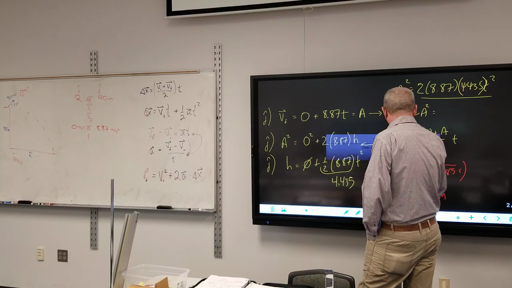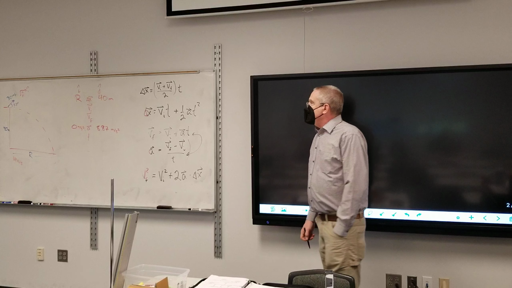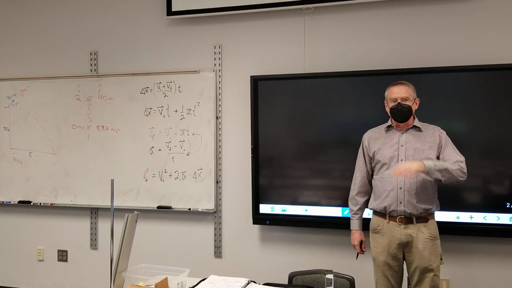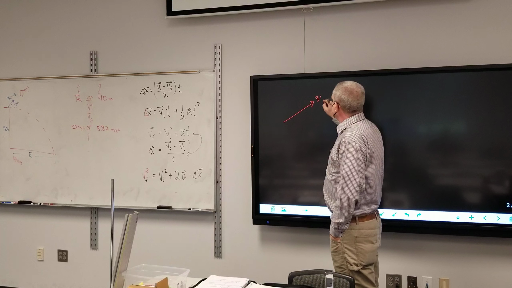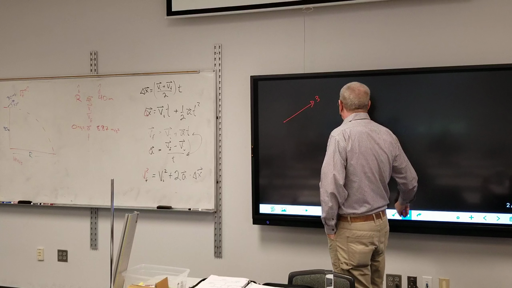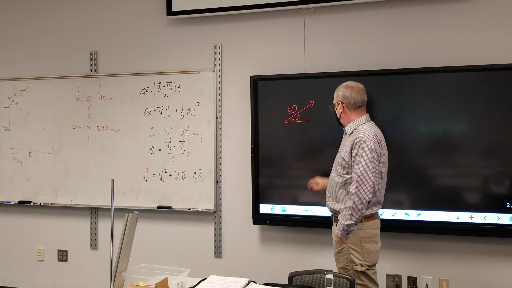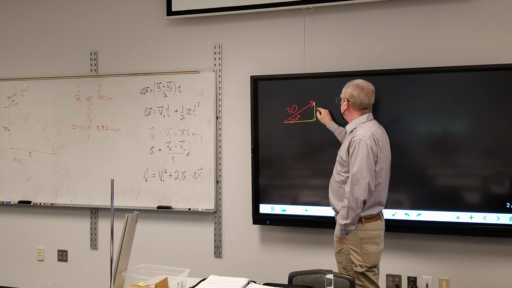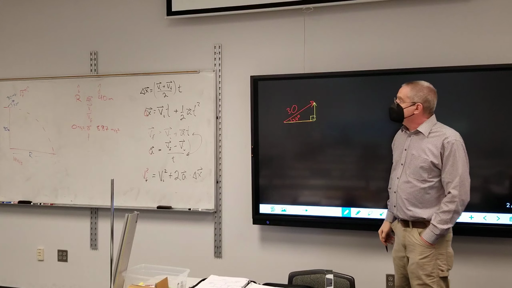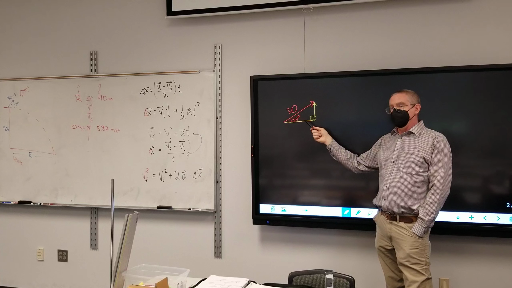And for those of you who haven't been thinking about trigonometry in a while, you're in luck. Of that 30 meters per second, we have to figure out how much is horizontal and how much is vertical. So I've got 30 meters per second at an angle of 37 degrees, and part of it is horizontal and part of it is vertical. It is a right triangle because i hat and j hat are perpendicular, so we break it up into perpendicular components.